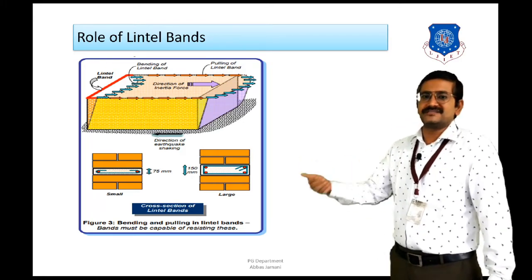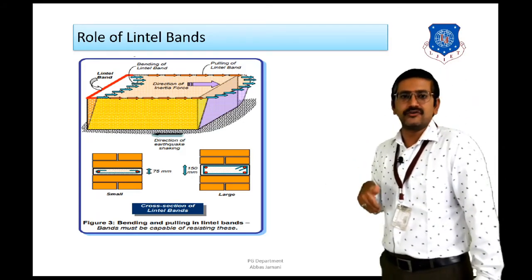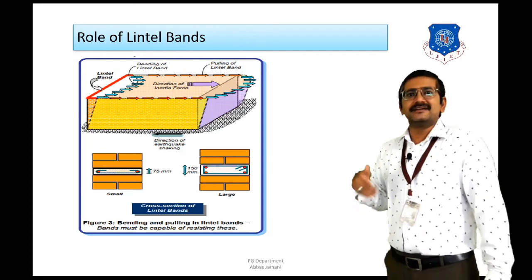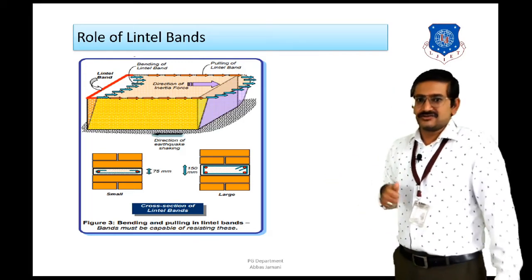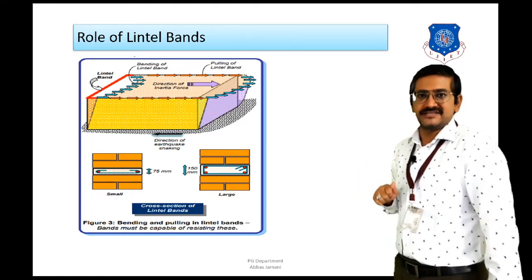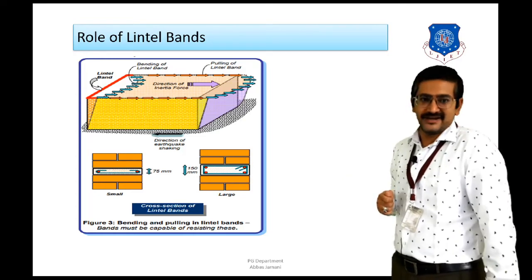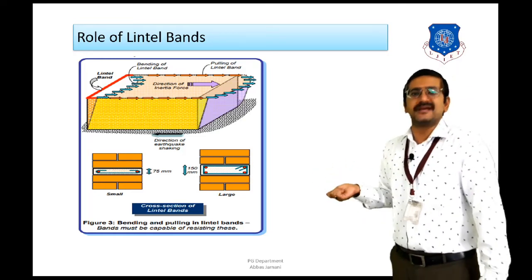And due to this generation of the inertia force, you can see that one particular wall is going to undergo bending, and the other two walls are going to undergo the action of pulling. So as you can see, the two short walls, in which the direction of inertia force is there, are going to undergo bending. Or in other terms, I can say horizontal bending or out of plane bending.